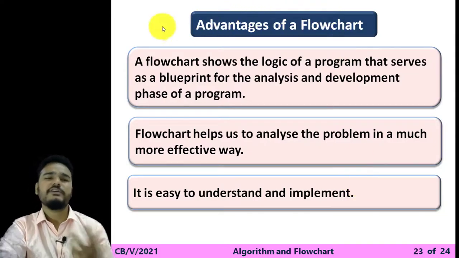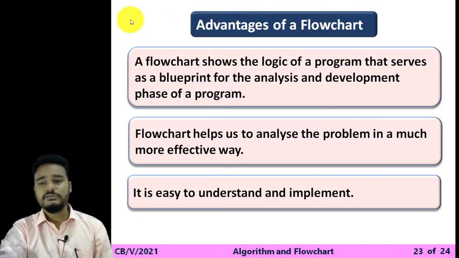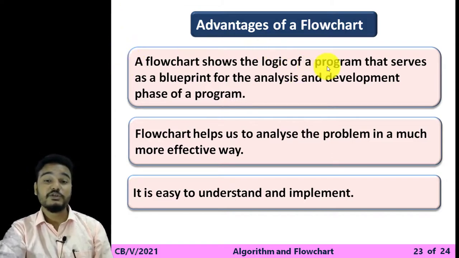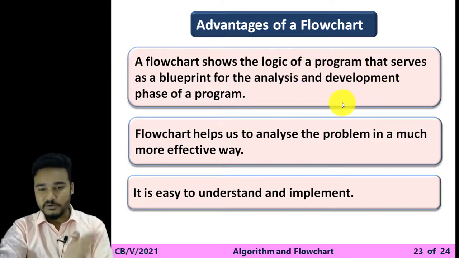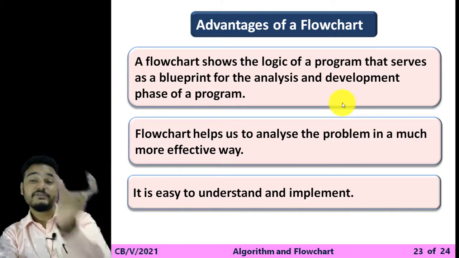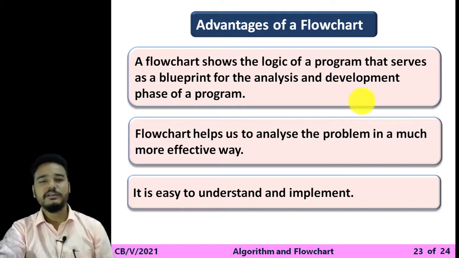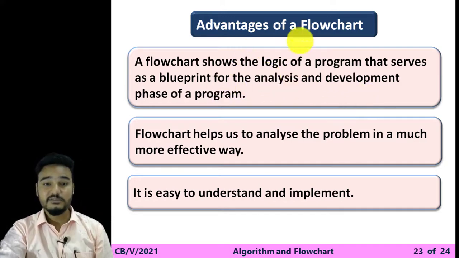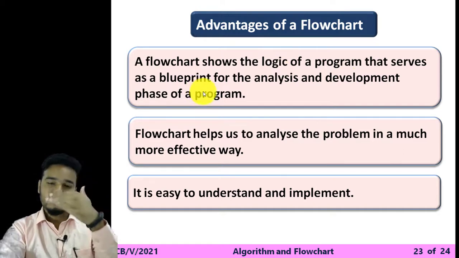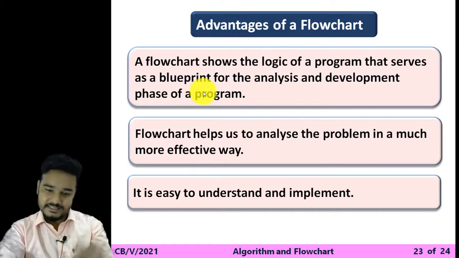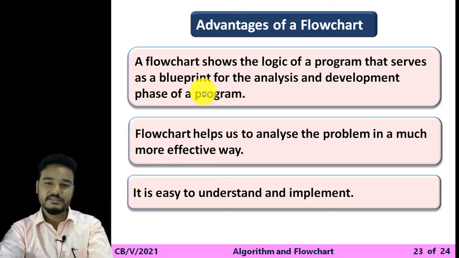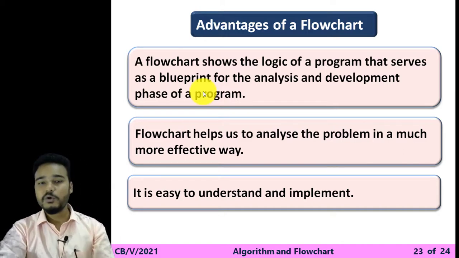Now advantages of a flowchart. What are those advantages? Why is a flowchart generally used? So a flowchart shows the logic of a program. How the program is going, from where it is going, at which step which process is actually happening. All those things are shown in a graphical way, that is called a blueprint also, a blueprint for analysis and development of a program. When you see those programs you will understand this is the main step, you have to focus on this step, and accordingly we can develop code for that.